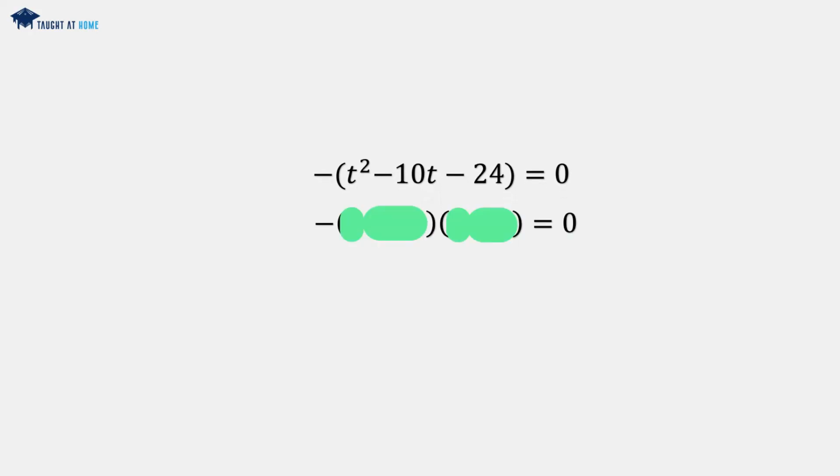So we're going to have two brackets with a t as leading term in each one. And now we need two numbers, the factors of minus 24, that add up to give minus 10. So factors of 24 would be 12 and 2. And now we need to figure out what are the signs of these factors. In the first bracket we're going to have t minus 12, and in the second bracket we're going to have t plus 2.